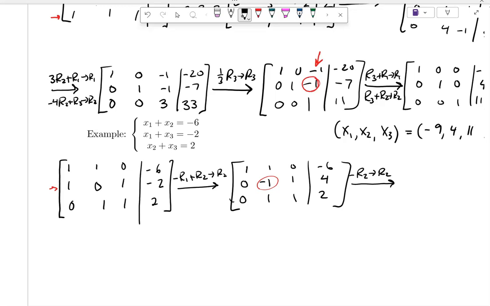Make sure you get a 1, right? We'll just flip all the signs. We'll multiply everything by -1. So we'll get 0, 1, -1, -4, 0, 1, 1, 2. What's next? You get zeros everywhere else, right?